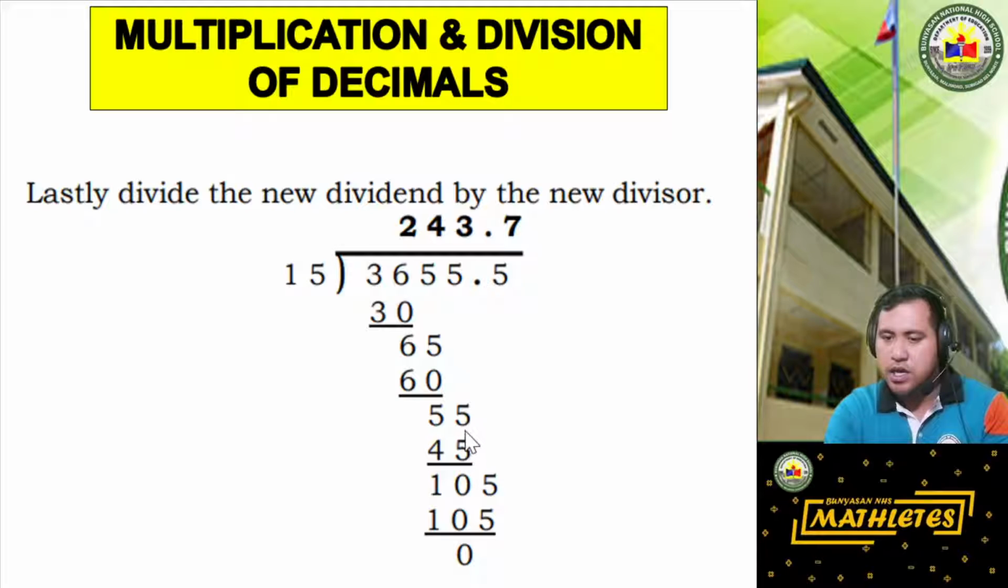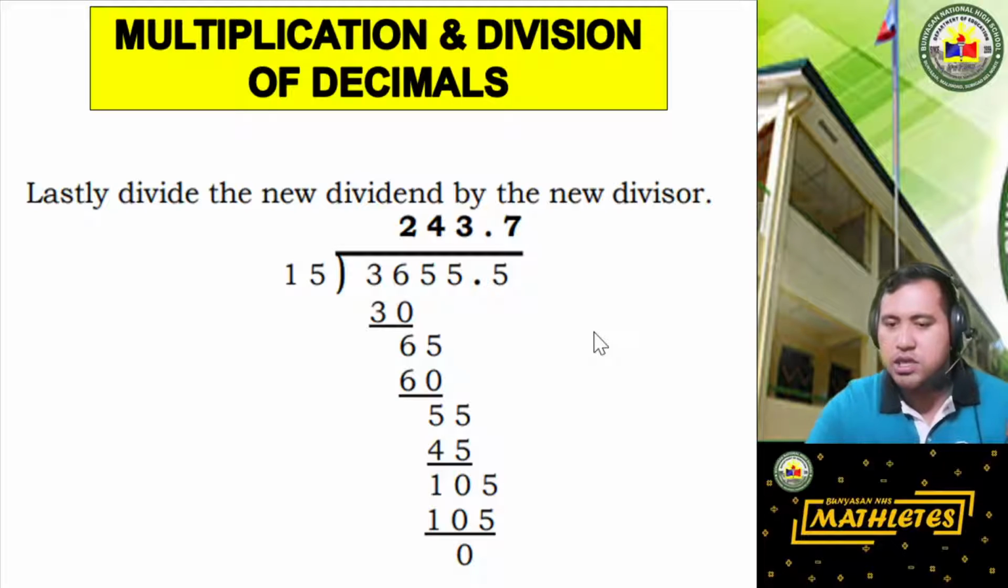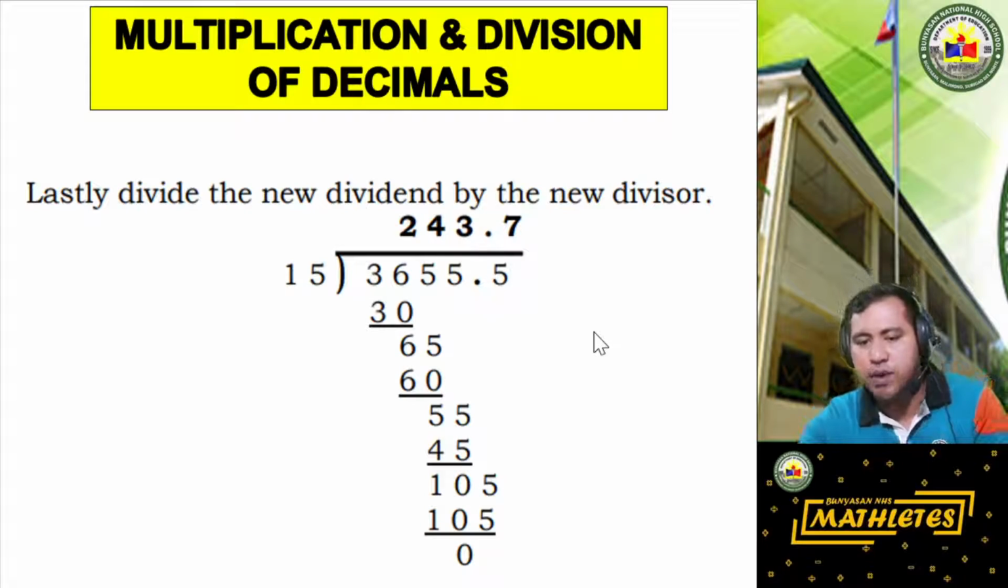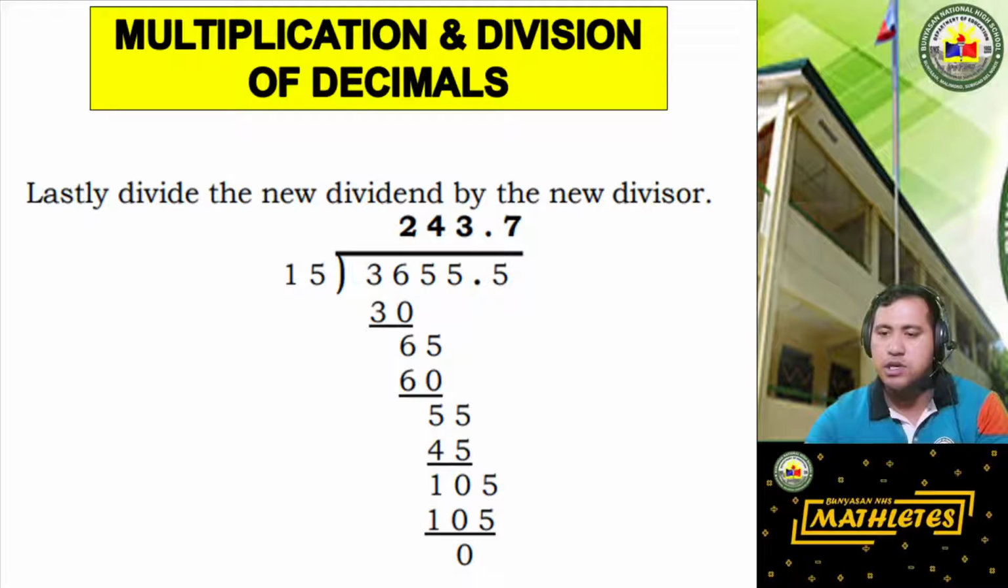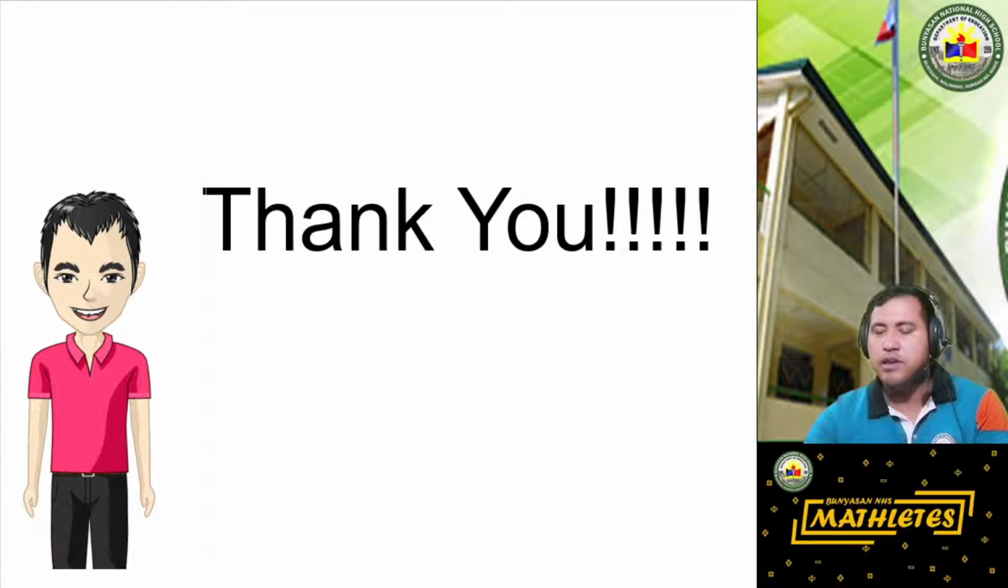Bring down 5. That makes 55. 55 divided by 15 is 3. 3 times 15 is 45. 55 minus 45 is 10. Bring down 5. So we have 105 divided by 15 is 7. 7 times 15 is 105. 105 minus 105 is 0. So the result is 243.7. So when you divide 365.55 by 1.5, the result is 243.7. Okay, thank you for listening and thank you for watching.